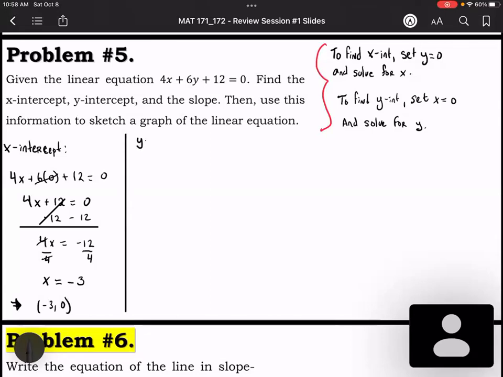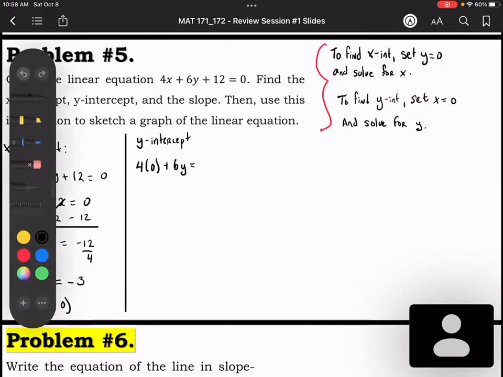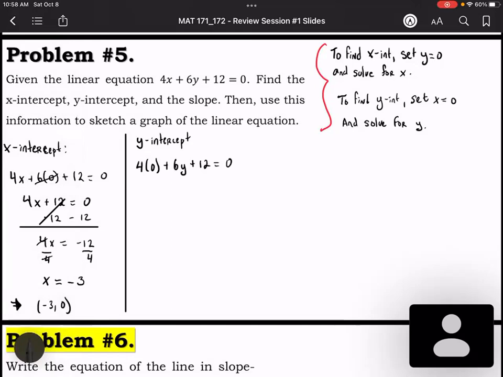Now we move on to the next step. We've got to get the y-intercept. To get the y-intercept, we replace x with 0 and solve for y. So this is 4 times 0 plus 6y plus 12 is equal to 0. What's 4 times 0? 0. We're going to have 6y plus 12 is equal to 0. Now we solve for y. What do I do here?